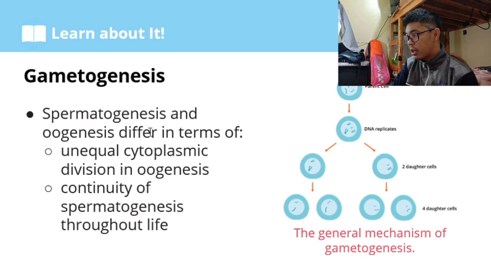Spermatogenesis and oogenesis differ in terms of the unequal cytoplasmic division of oogenesis and the continuity of spermatogenesis throughout life. Why? Because in males, even when they reach around 80 years old, they're still producing sperm. However, females reach a certain point in their life when menstruation stops, and that is what you call menopause, wherein egg cells are no longer healthy.